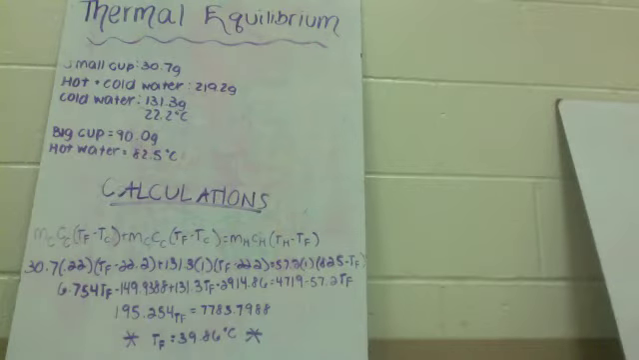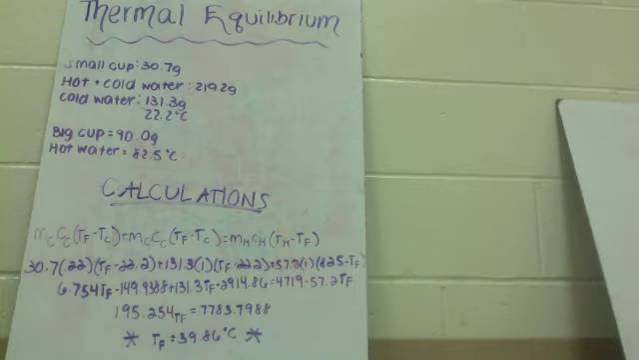To calculate the heat flow into each object, we set the heat flow from the hot water equal to the heat flow of the cold water plus the heat flow into the cup. We used the MCΔT formula, plugging in the mass, specific heat, and the final temperature minus the temperature of the cold water for the cold objects, and for the hot object, the delta T was equal to T of the hot object minus the final temperature to keep them positive.